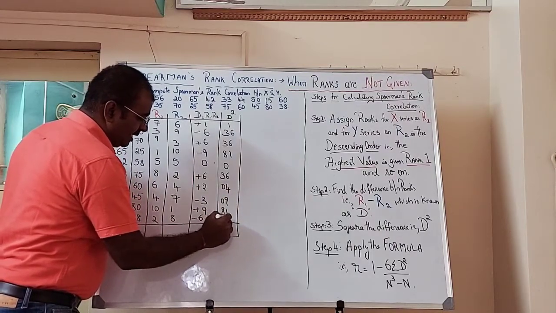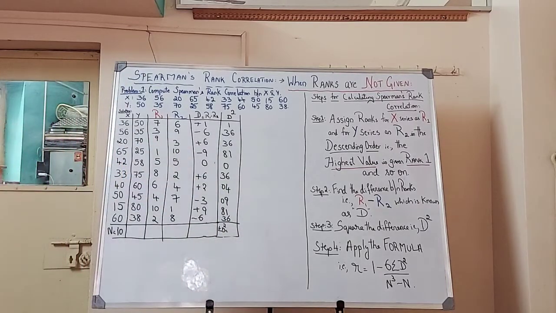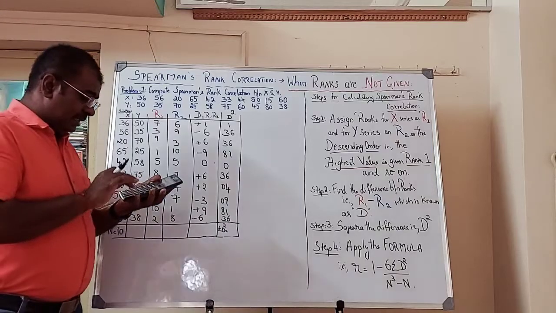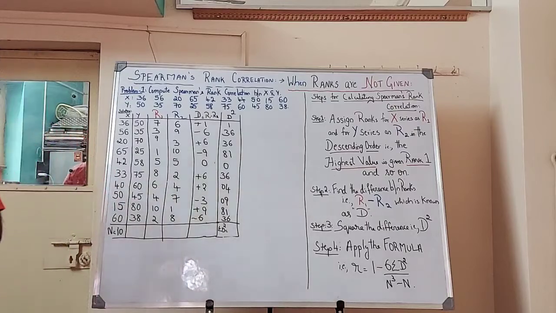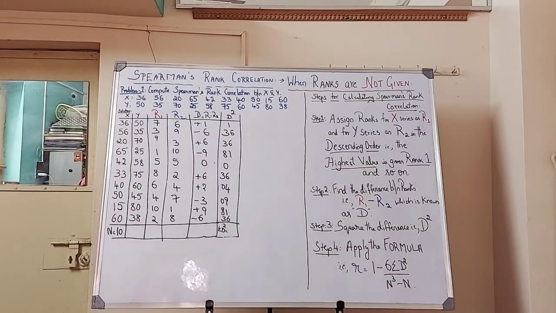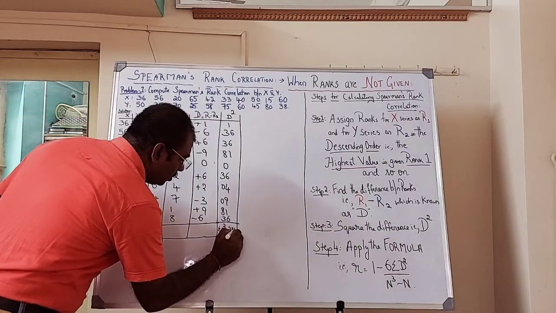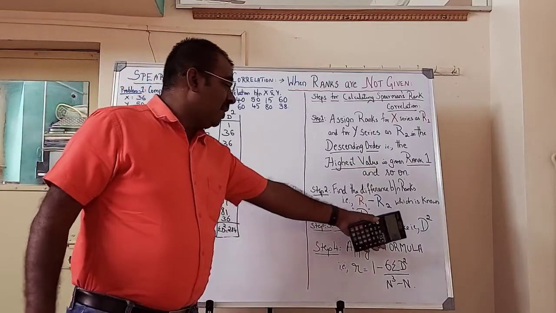and 6 squared is 36. Next, let us find out what is sigma D square. Sigma D square would be 1 plus 36 plus 81 plus 36 plus 4 plus 9 plus 81 plus 36, and therefore sigma D square is equal to 284. So we got the value of sigma D square, which is 284. Now we have completed the first 3 steps.